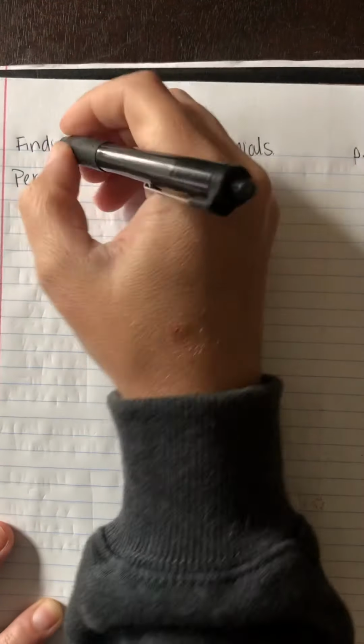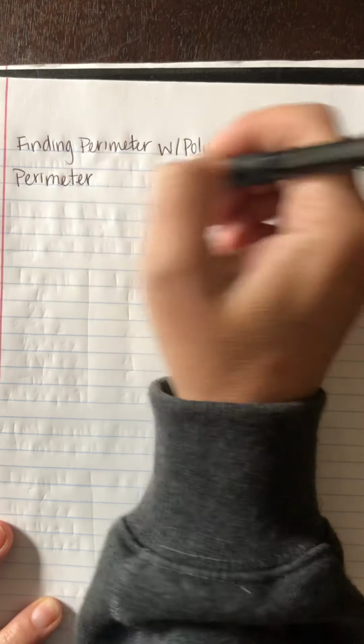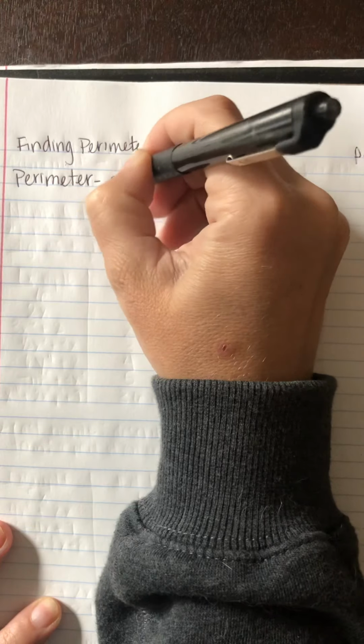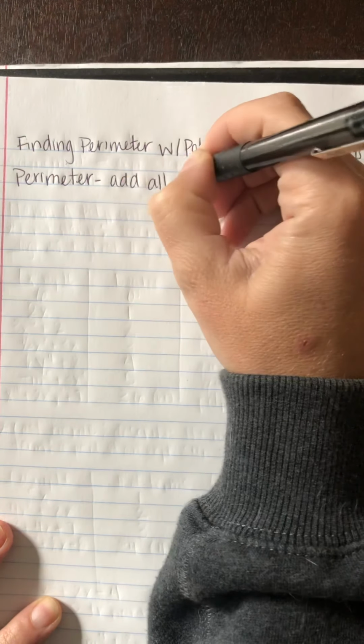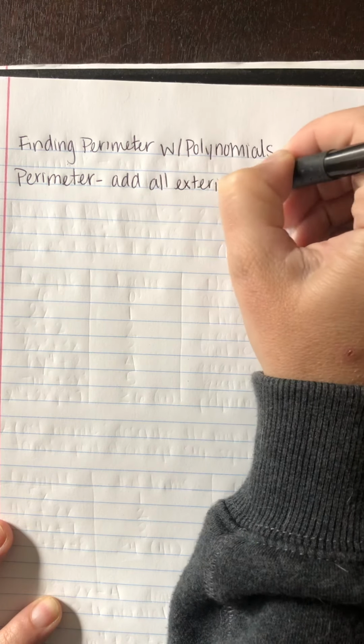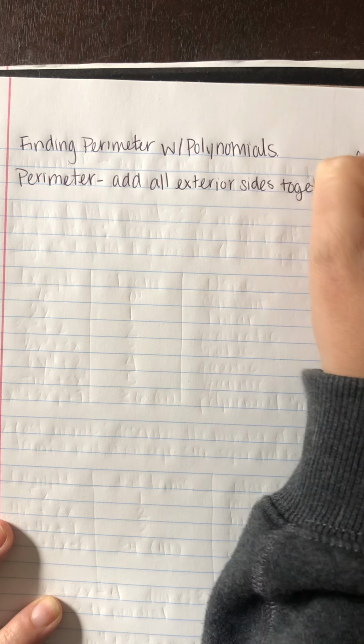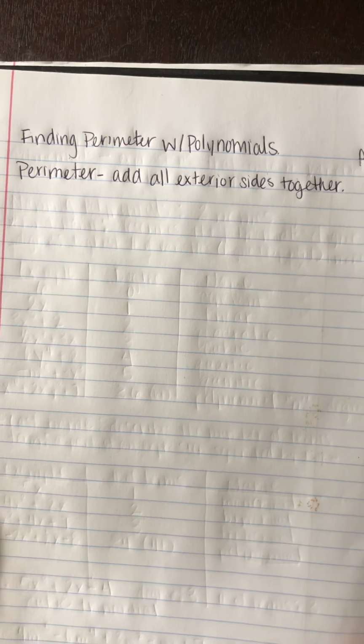Alright, so perimeter really only deals with adding, and that's when we add all exterior sides together. So that's how we're going to be finding perimeter today.